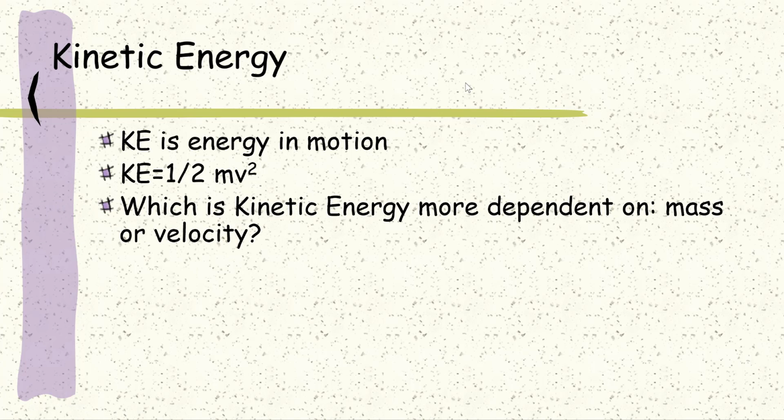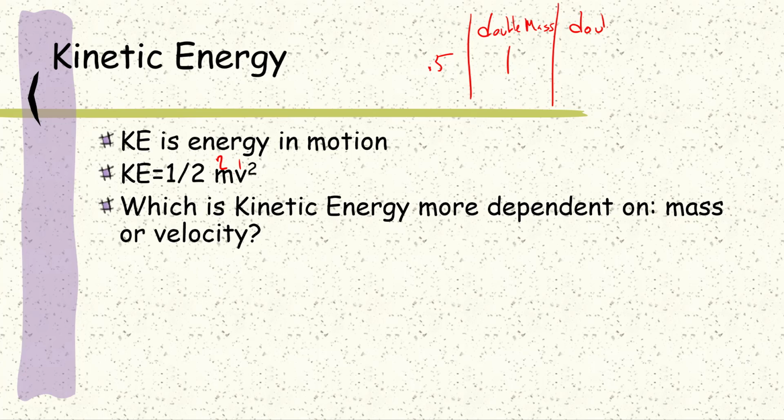Looking at that equation, is kinetic energy more dependent on the mass or the velocity? Well, let's just put in some numbers here to figure this out. Let's go ahead and just put 1 and 1. So if I just have kinetic energy is 1/2 times 1 squared, that would get me a baseline of 0.5. Now, if I double the mass to 2, now 1/2 times 2 is 1, times 1 squared is 1. So if I double the mass, the kinetic energy doubles.